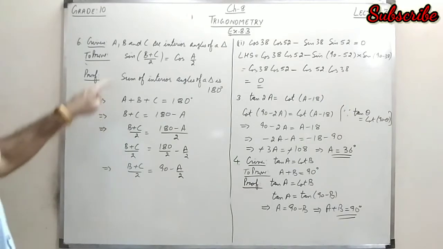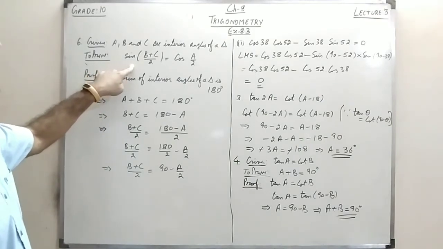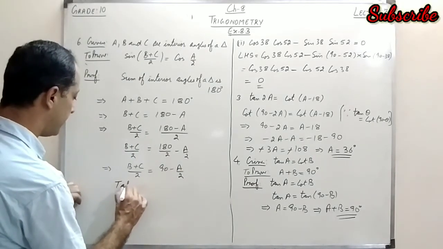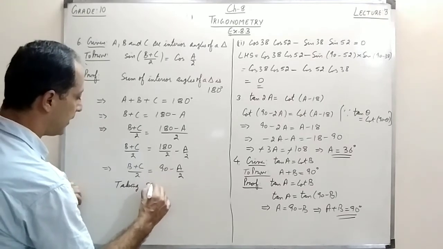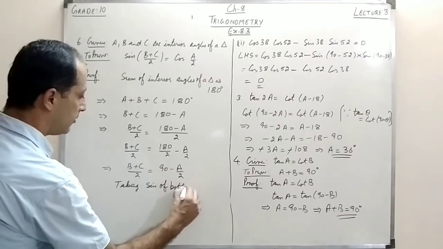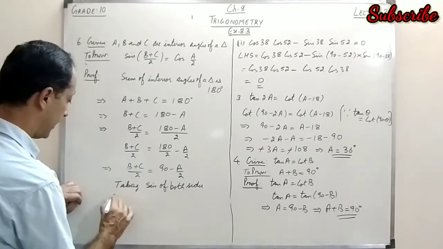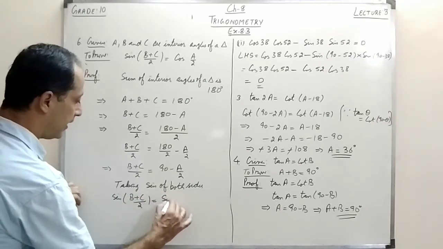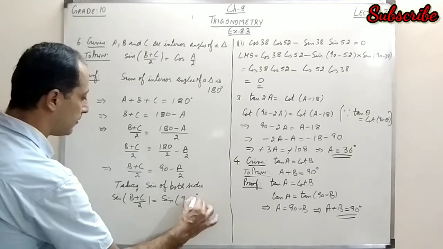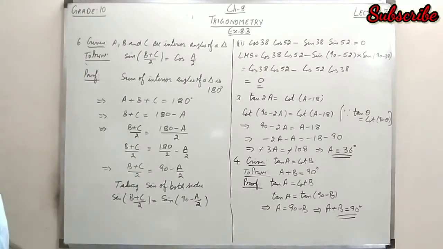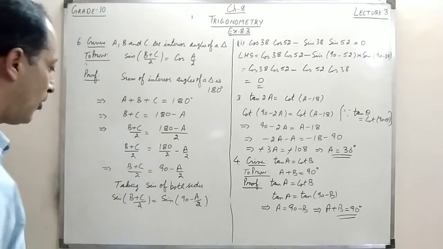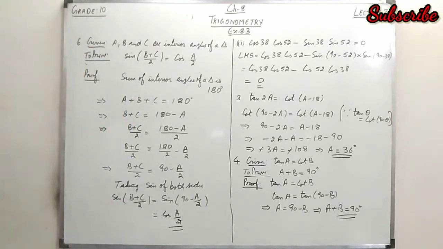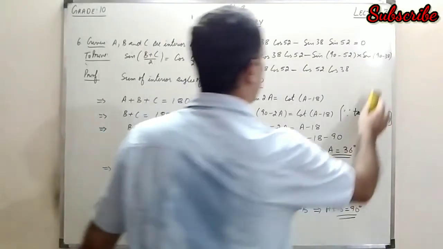Now what next? On the left side I want sine, so I take sine of both sides. Taking sine of both sides, I have sine of B plus C upon 2 on my left side, and on the right side I have sine of 90 minus A by 2. Now sine 90 minus theta is basically cos theta, so I get cos of A by 2, which is my required solution.